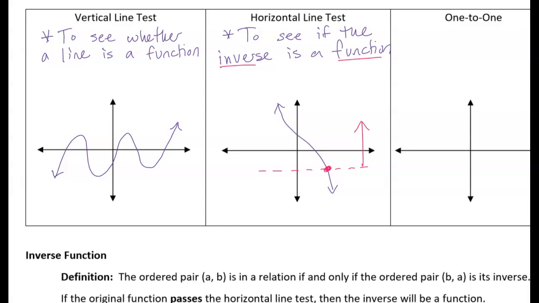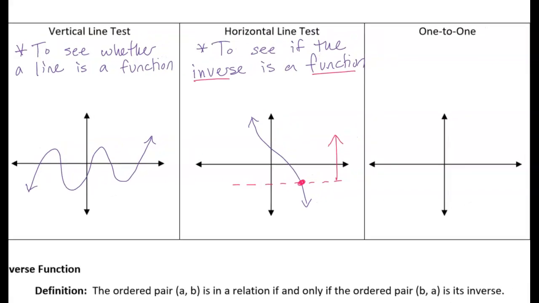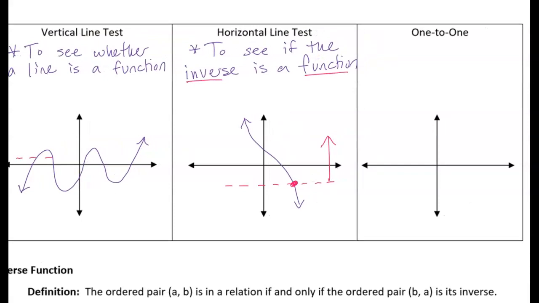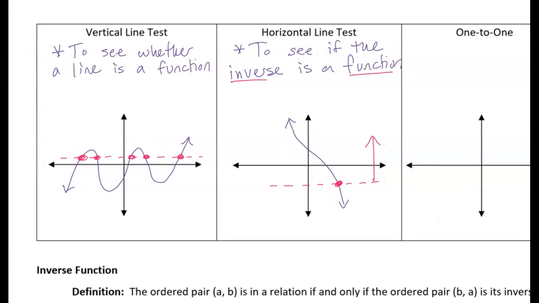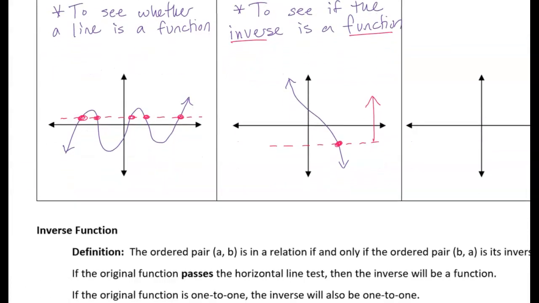If we take a look at that first polynomial we drew, is that function going to pass the horizontal line test? No, it's not. If I draw a horizontal line like this, it intercepts in multiple places. It for sure does not pass the horizontal line test. What does this mean? Good. The inverse is not a function.